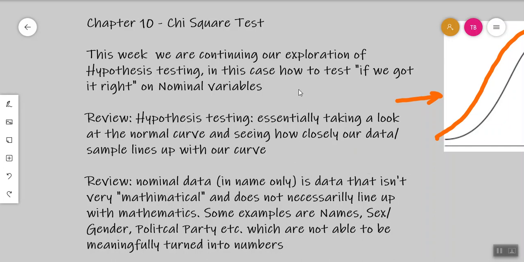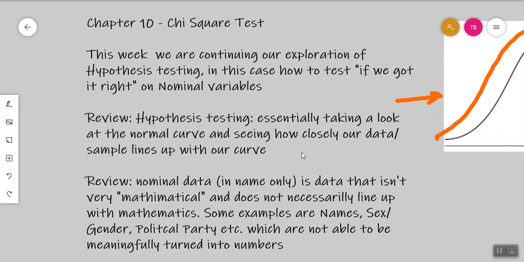So I want to go through the steps first and give us a little bit of background before I actually go through the specifics. So again, this week we're continuing the exploration of hypothesis testing. In this case, how we test if we got it right, but it'll be with nominal variables.